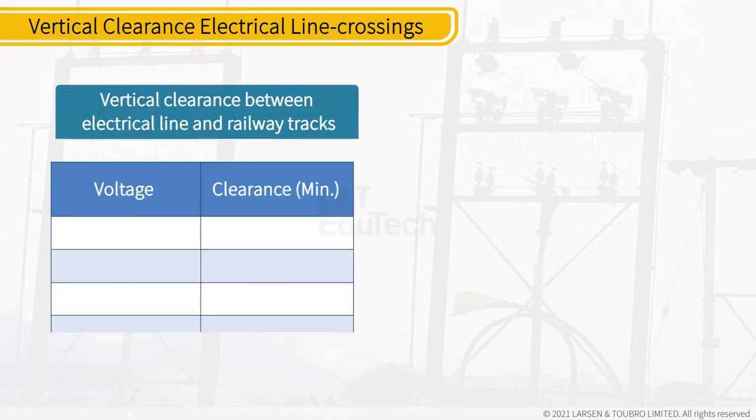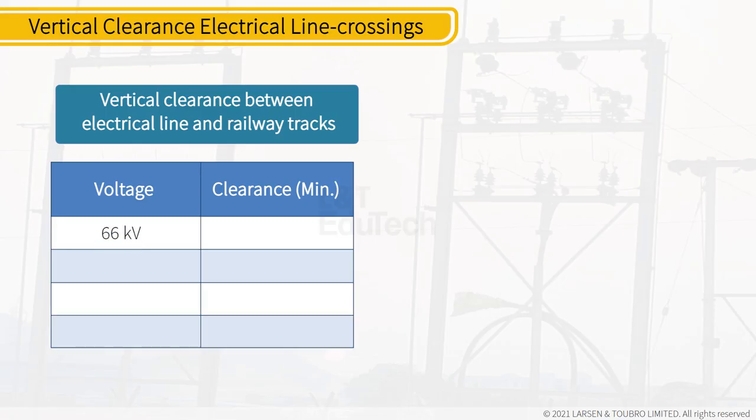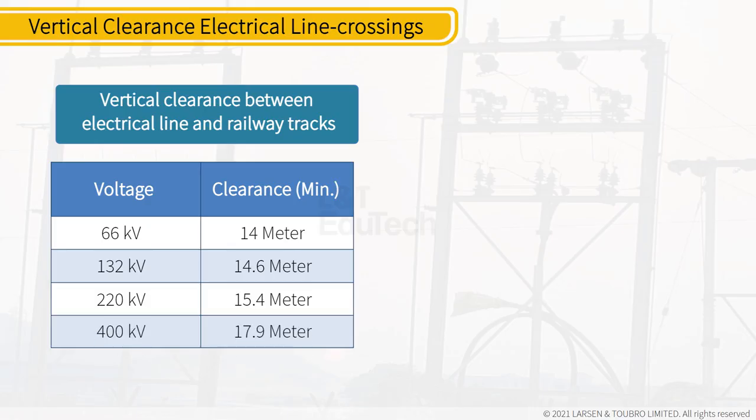Let's discuss the vertical clearance of electrical lines in crossings. The following are the vertical clearances between the electrical line and railway track. A 66 kV line is to have 14 meters. A 132 kV line is to have 14.6 meters. A 220 kV line is to have 15.4 meters. A 400 kV line is to have 17.9 meters.